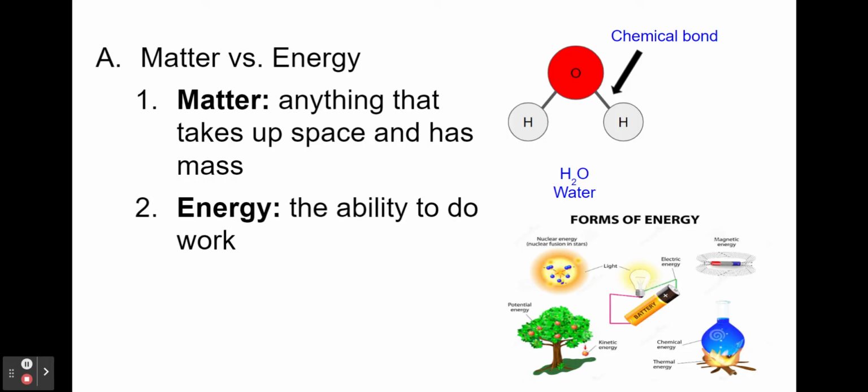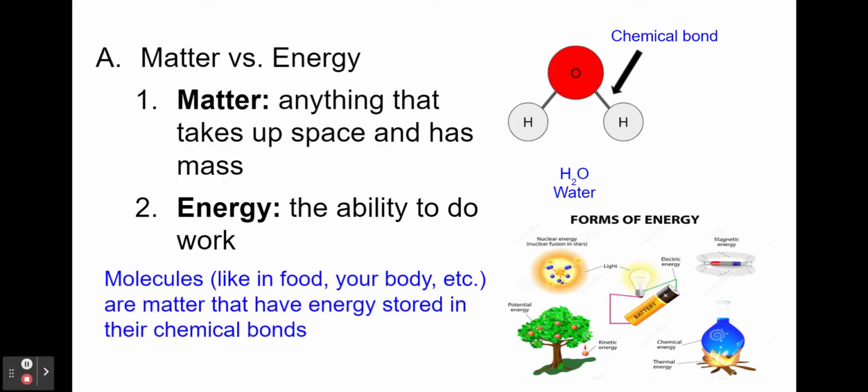Number two, energy is the ability to do work. And there's tons of types of energy. We'll talk about light energy, chemical energy, kinetic energy, which is the energy of motion, potential energy, which is stored energy. But the critical thing to know here in blue is that molecules, like our water molecule that's on the screen, or the molecules that are in your food, in your body, etc., are matter that have energy stored in their chemical bonds. And that's in blue because that's a concept that you should be familiar with from middle school. But if you're not familiar with that, just add it into your notes now. Make that number 3 in section A.